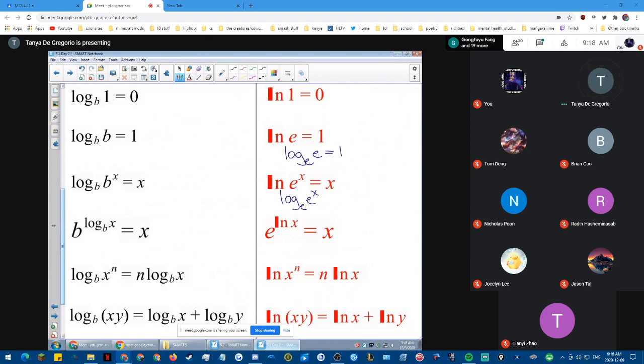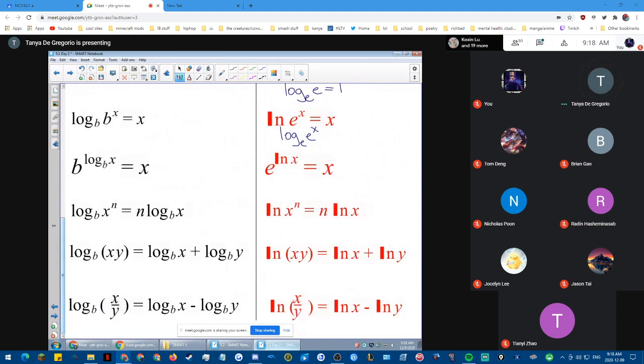Now you have your base to the exponent log base b of x, and we've learned in the past that that is just equal to x. So the same for ln: if you have e to the ln of x, it also equals x. We know that if you have an exponent in your argument, log base b of x to the exponent n, you can bring that n down.